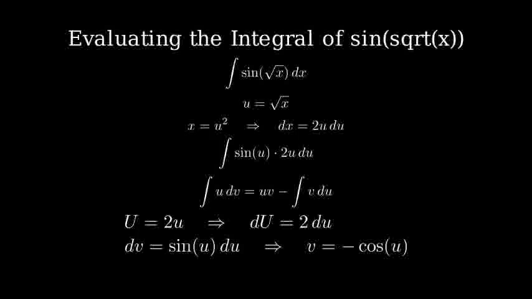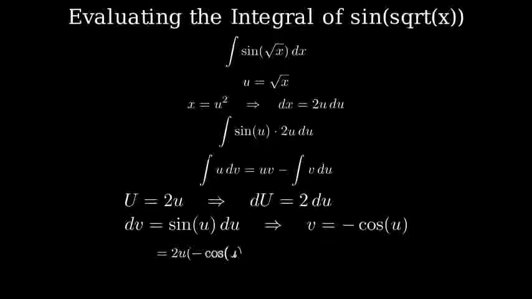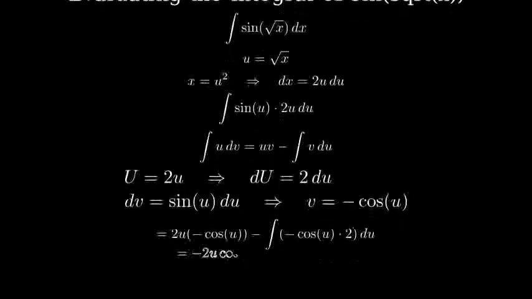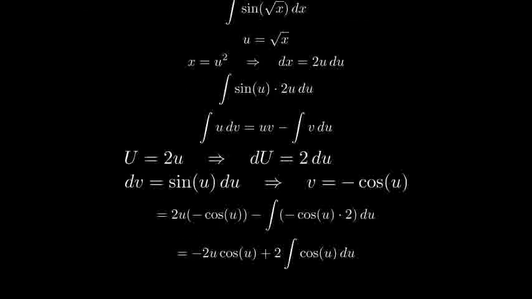Since the integral of sine is negative cosine, now we can apply our integration by parts formula, substituting back in for U, dU, V, and dV respectively. This gives us 2u times negative cosine of u, minus the integral of negative cosine of u times 2 du. And that simplifies to negative 2u cosine of u plus the integral of 2 cosine u du.